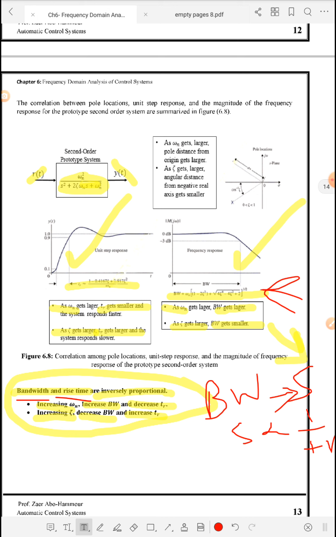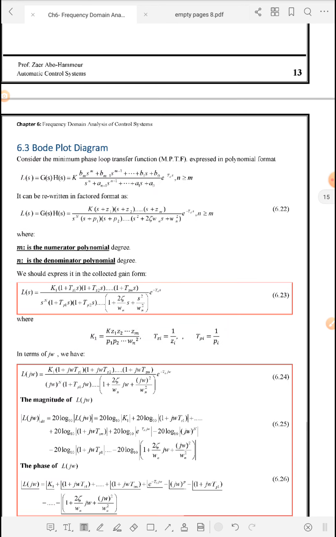So this is the final result. The larger the bandwidth, the smaller the rise time, the faster the response. And the smaller the bandwidth, the larger the rise time, the slower the response. So these are the final results as I discussed in the previous rule.